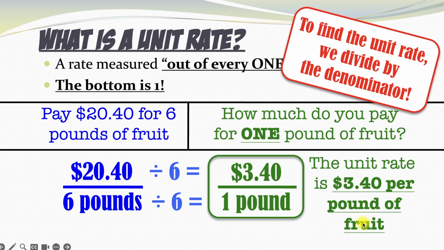of fruit. Also, it's important to remember that when you read a unit rate, you don't have to say the 1 to represent the 1 unit you're talking about. So instead of saying $3.40 per 1 pound of fruit, we could just say $3.40 per pound of fruit.